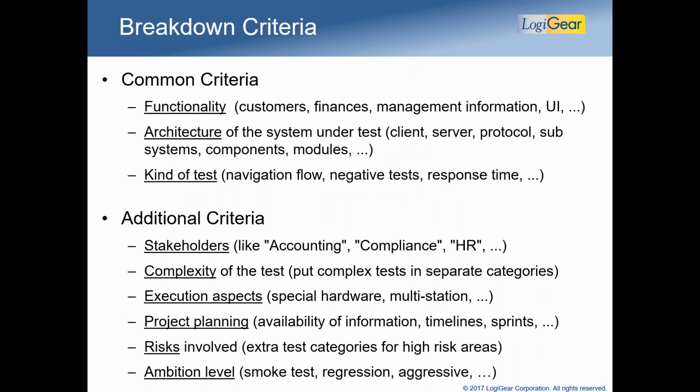Here are some of the dimensions that you can use to break your test down, like the functionality of the test, the architecture of your system under test, what kind of test, is it navigation flow, is it a negative test, is it a response time, or many others. And then if that does not give you enough granularity to define those scripts, then go for some other criteria like complex tests, put those in separate test scripts. Any risk areas, you might make some extra tests for those, etc.